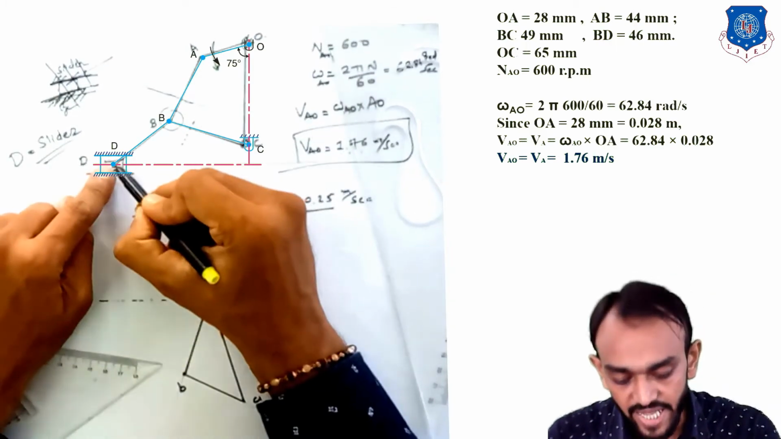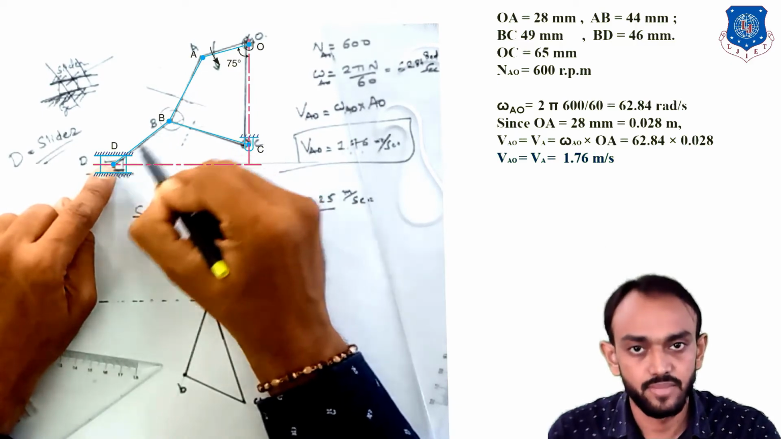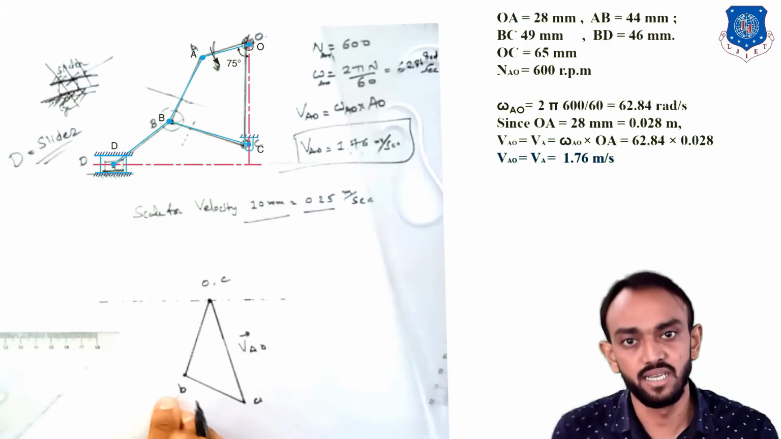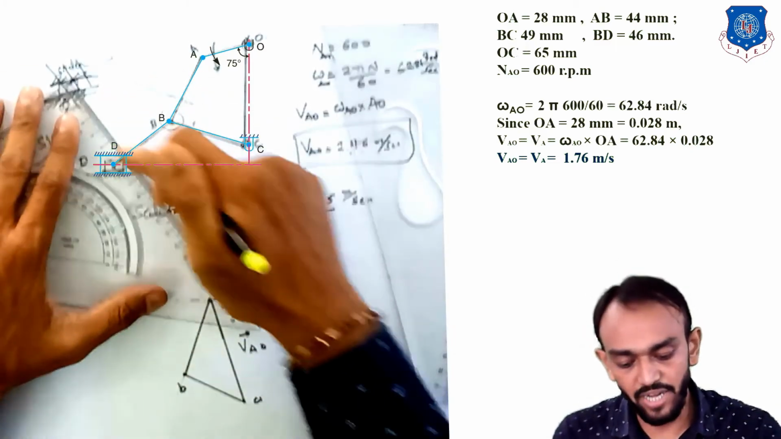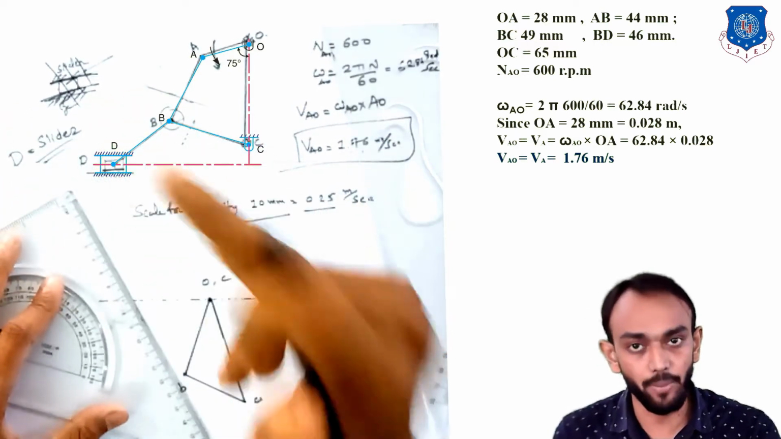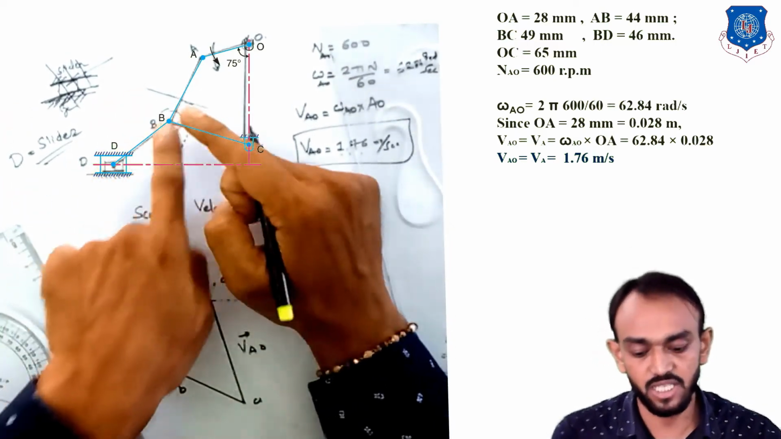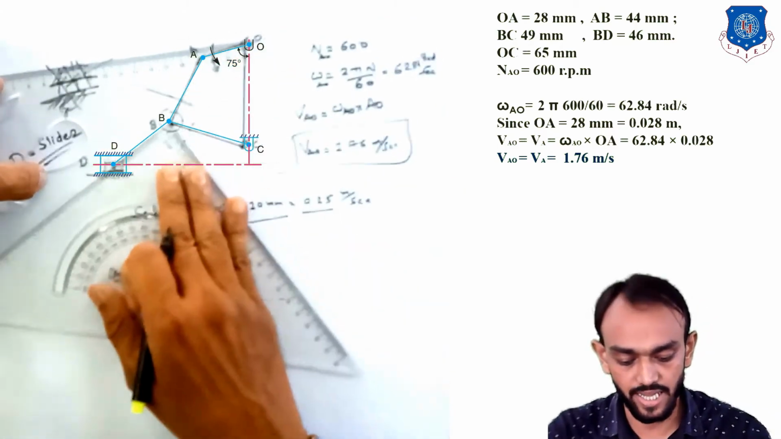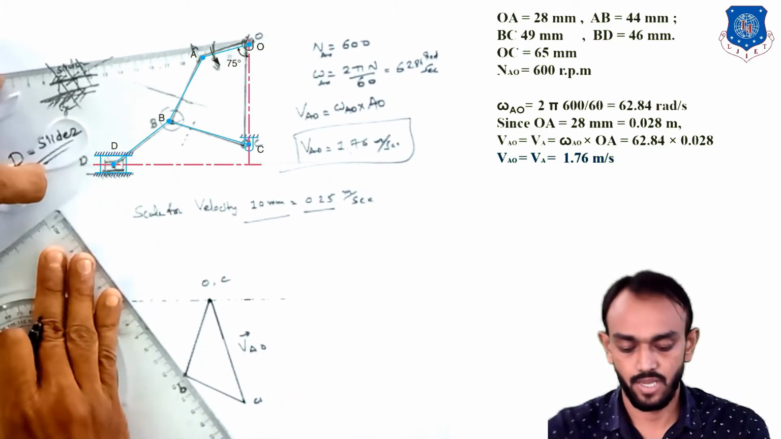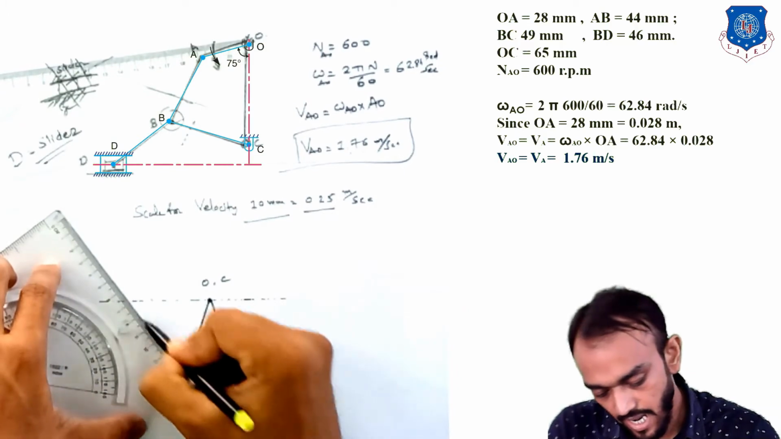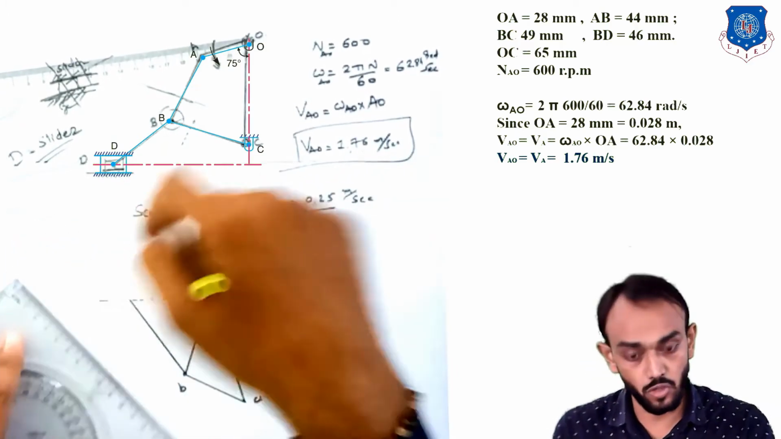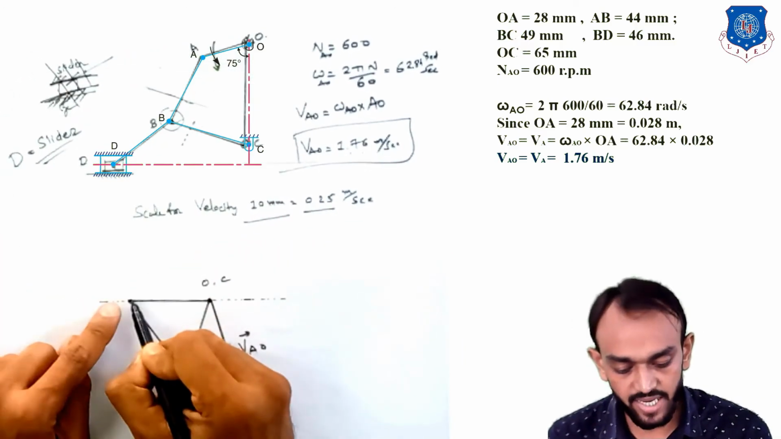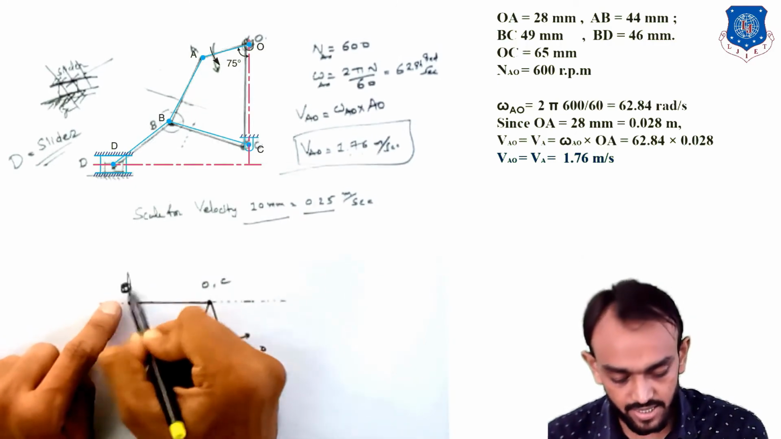Okay? But D is also connected to this BD link. And with respect to B, because we have already found B here, this D will be perpendicular to the link. So I will find this perpendicular, meaning the velocity of D with respect to B. So how can you draw this? Put the set square here, perpendicular to this link, like here. And the intersecting point with that horizontal line will give me this point, which is the D point for the slider. This is the D point.